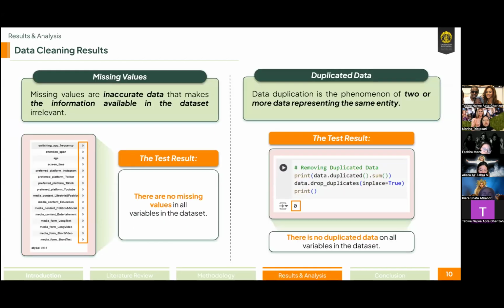Next are the results and analysis for the data cleaning result. The first one is missing values. Missing values are inaccurate data that make the information unavailable in the data set. From the test that we conducted, we get the result that there are no missing values in all variables in the data set. And duplicated data is the phenomenon of two or more data representing the same entity. The test result shows that there is no duplicated data on all variables in the data set.